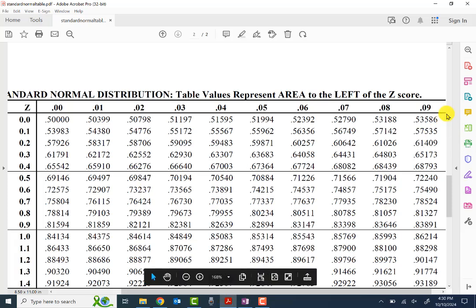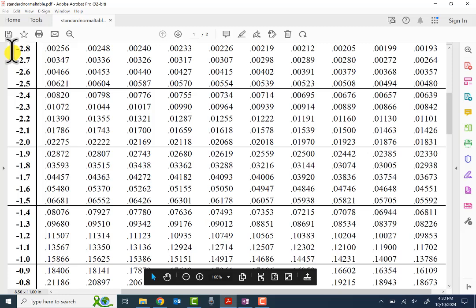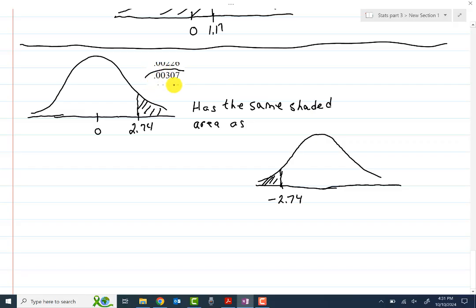Now I will go to the negative side of it, and let me get myself started with negative 2.7, 0, 1, 2, 3, 4. So that area is a little more than 0.3%. So you can see the tail ends like that get really tiny.